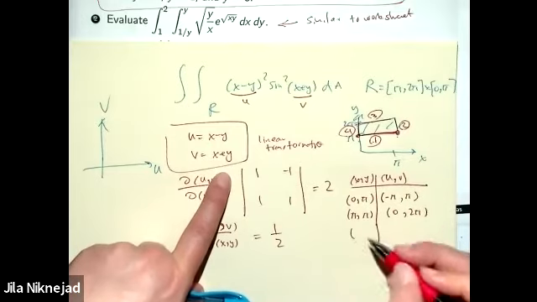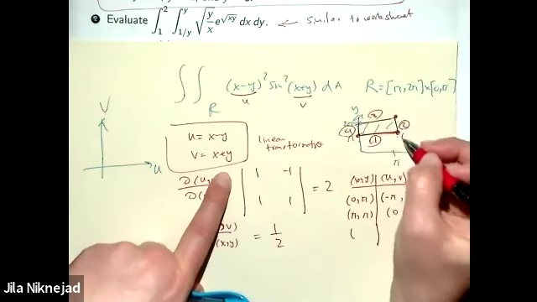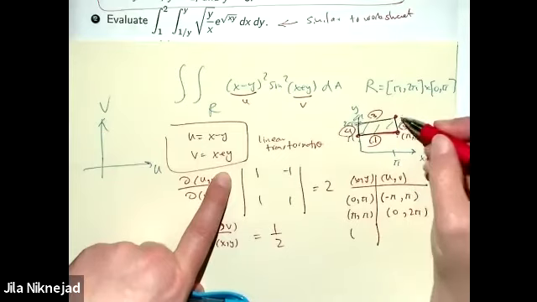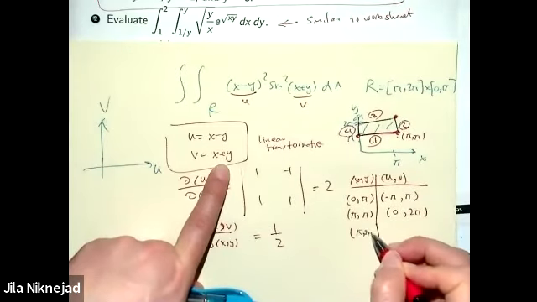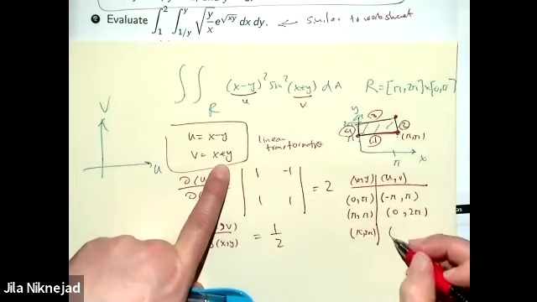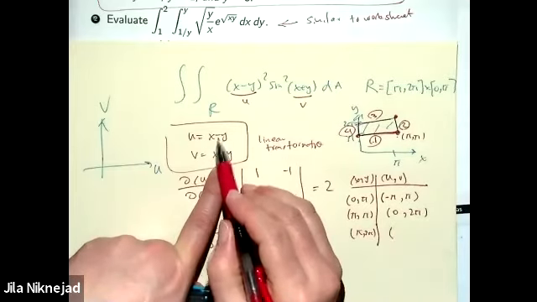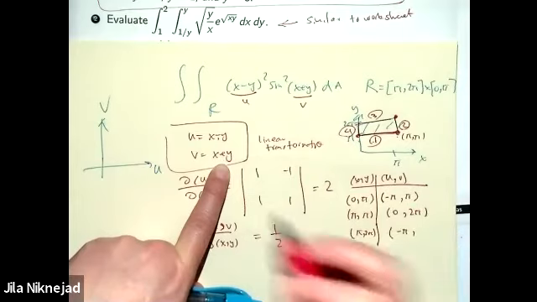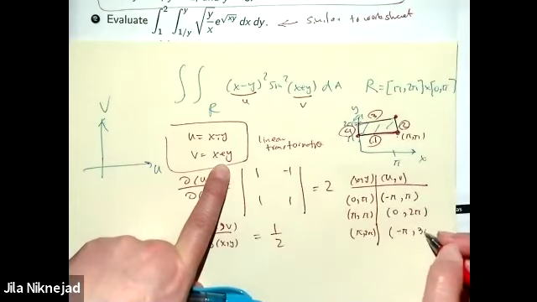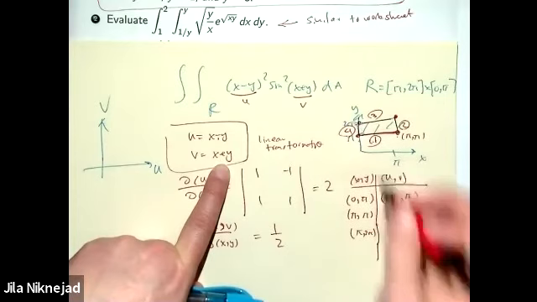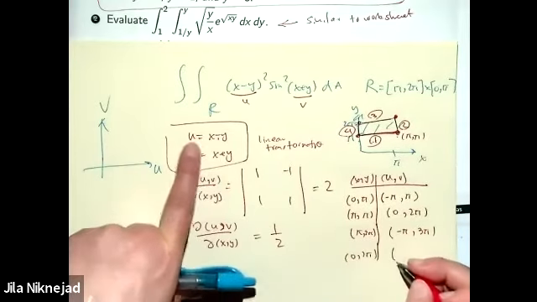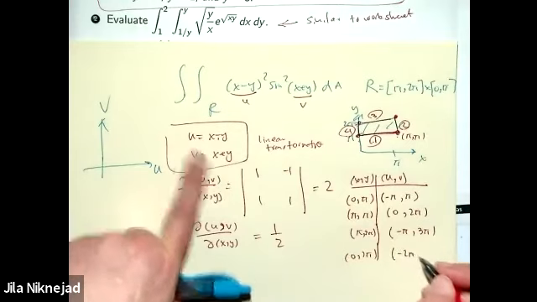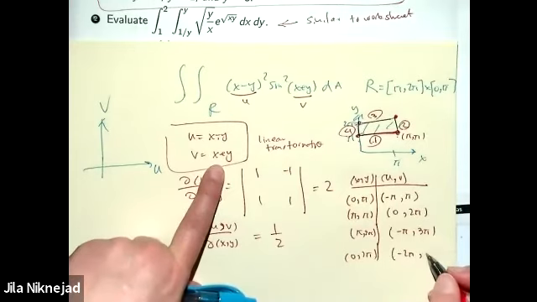If I plug in this point, this is pi and 2 pi. So I get, for U, minus pi. For V, I get 3 pi. And then this point is 0 and 2 pi. For U, I get negative 2 pi. And you guys tell me if I'm wrong. And for that one, I get 2 pi.